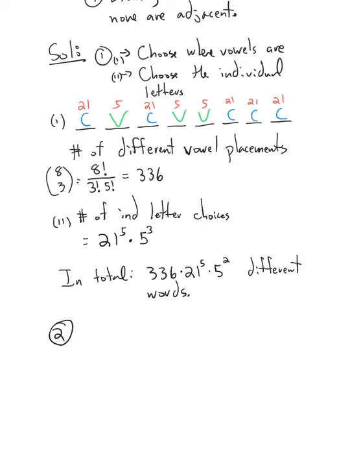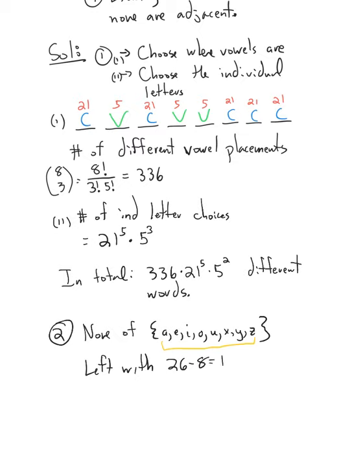So problem 2 says there are no vowels and no letters in X, Y, or Z. So really what it's saying is none of the letters A, E, I, O, U, X, Y, and Z. And there are 8 letters we can't choose. So we're left with, well, 26 minus 8 is 18 choices for each letter.